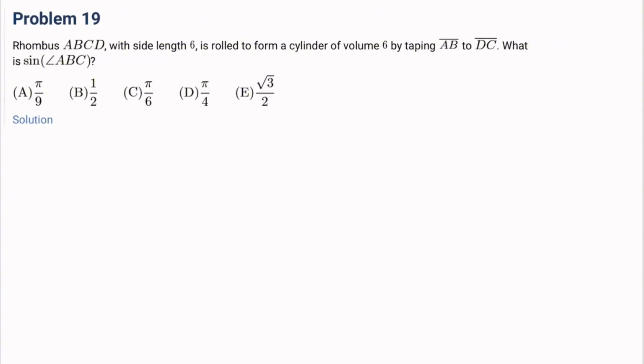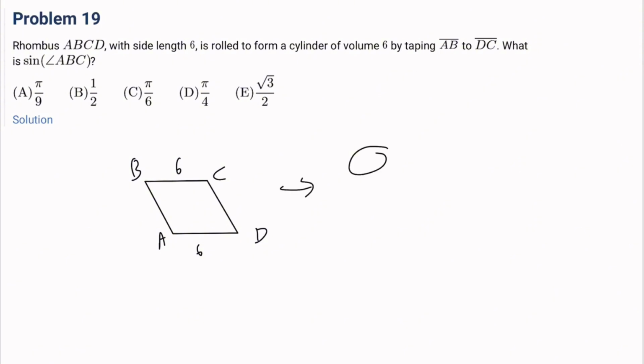Number 19, rhombus ABCD with side length 6 is rolled to form a cylinder of volume 6 by taping AB to DC. What is sine of ABC? Okay, so if we bring out the rhombus, then let's say it's A, B, C, D like that, right? And its side length is 6, so that means it's 6 on these sides, and it's rolled to form a cylinder of volume 6. So if we roll this, then that will become a cylinder, so like this, and this will have volume 6.